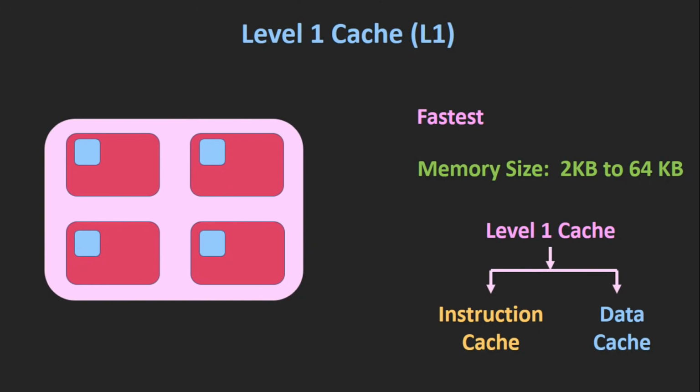Now inside this level 1 cache, there are two kinds of cache. The one is instruction cache and the second is data cache. The instruction cache stores all instructions which are required by the CPU, and the data cache stores the data which are required by the CPU.